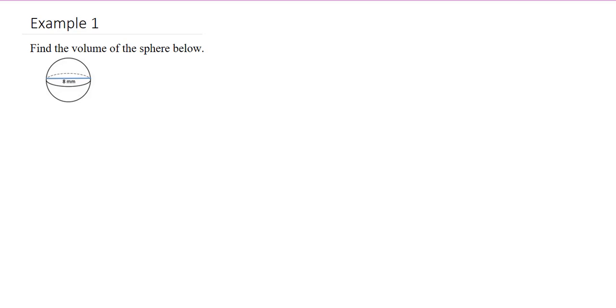Example 1. Find the volume of the sphere below. So if this is our center right here, we're given the diameter, which is 8 millimeters. Our formula is in radius, not in the diameter. So we need to find the radius, so we just divide the diameter by 2. If we divide it by 2, we get 4.